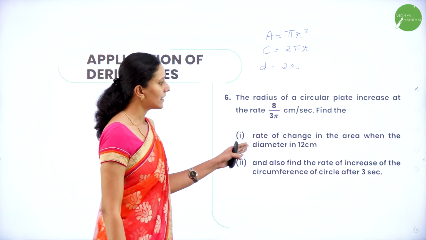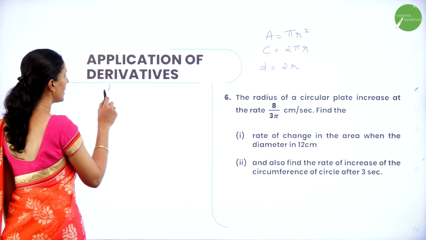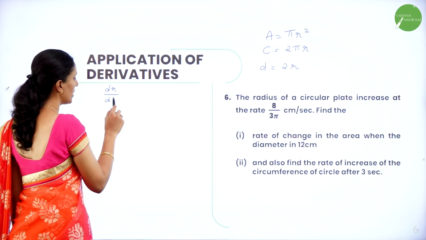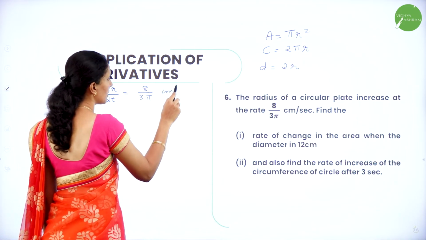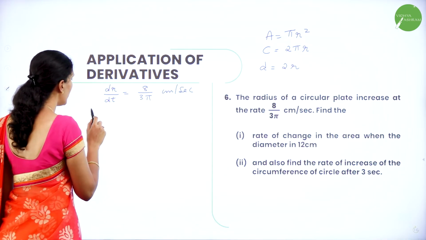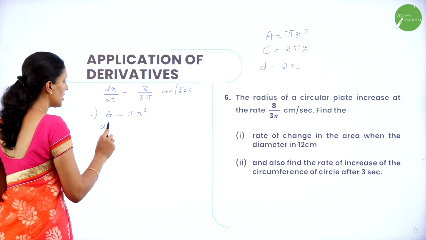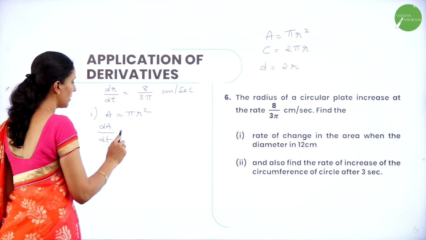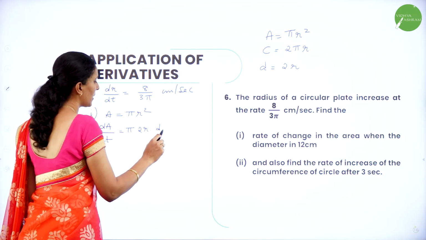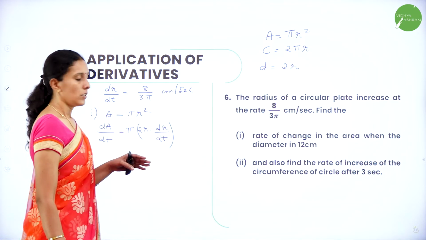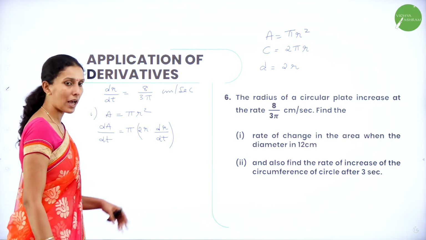First, let us calculate the change of area whenever diameter is 12 centimeter. So they have given dr by dt, change of radius with respect to time, that is 8 by 3 pi centimeter per second. Now for the first one, we know area is equal to pi r square. So change in area with respect to time is pi into 2 into r, into dr by dt. So the quantity differs here. Radius with respect to time means it must be dr by dt.